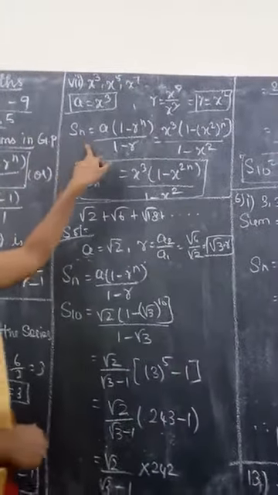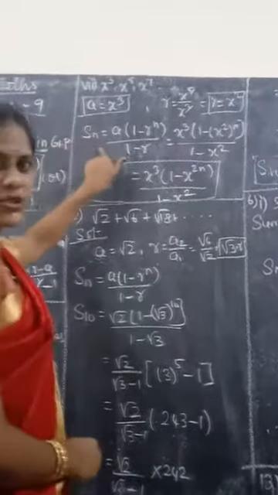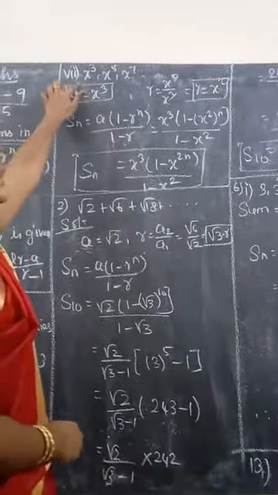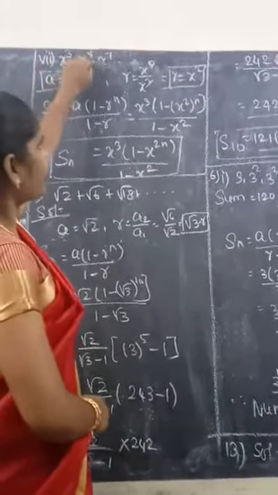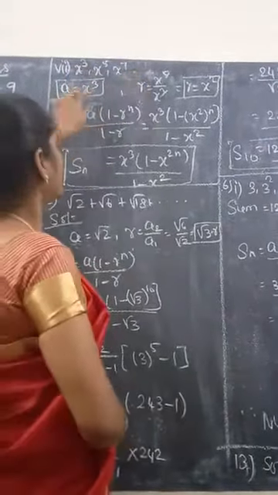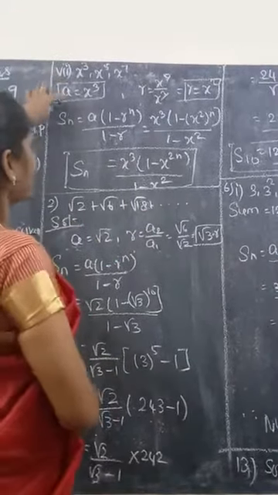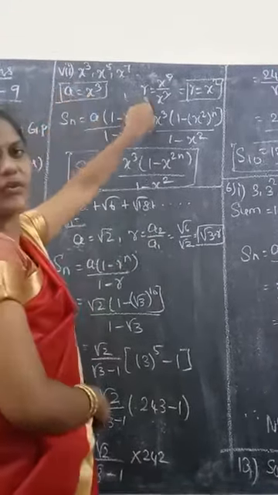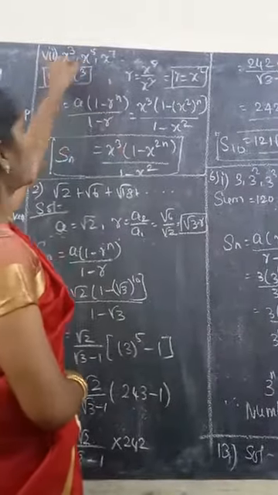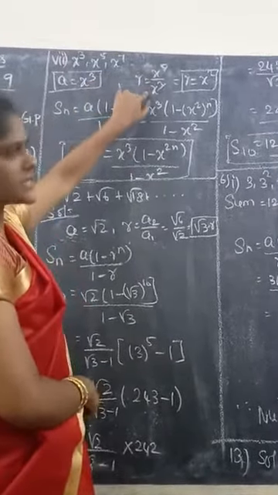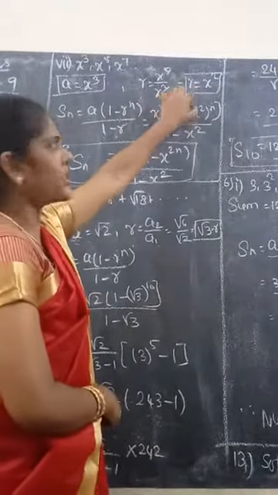Next, you come to the 7th question. They asked to find the n value. The series is x cube, x power 5, x power 7 etc. So listen, what is a? a is the initial value. So a equals x power 3. Have you found r? a2 divided by a1. So x power 5 divided by x cube. The 3 cancels, r equals x squared.